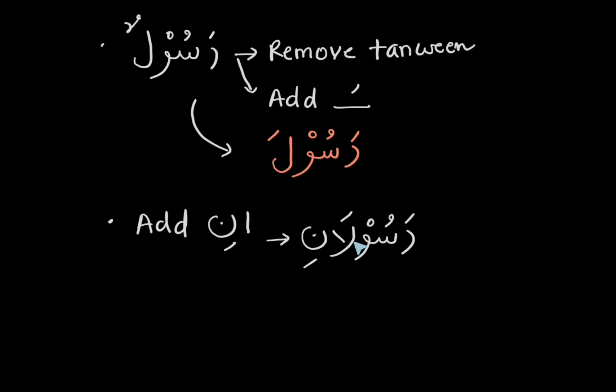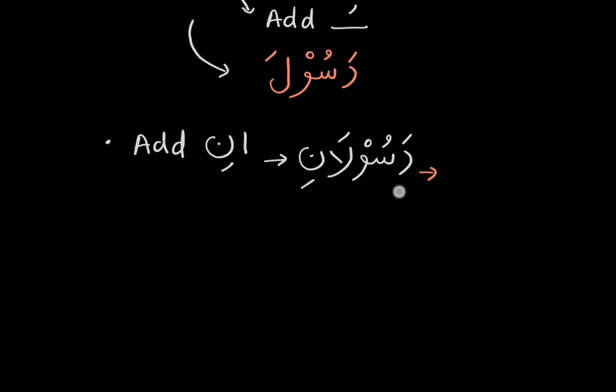So we can see here that first we need to remove the tanween, then add fatha at the end, so it becomes Rasula. Then add alif noon with a kasra at the end. It forms Rasulani. Rasulun is a singular noun, which means a single messenger. Rasulani is a dual noun, meaning two messengers. So this is the way to convert a singular noun into a dual noun.